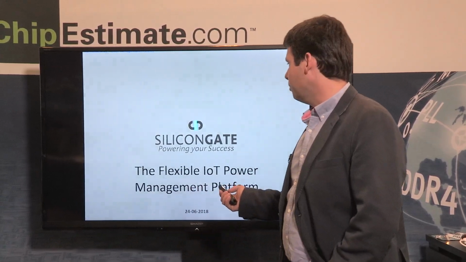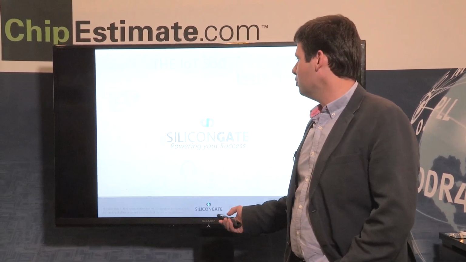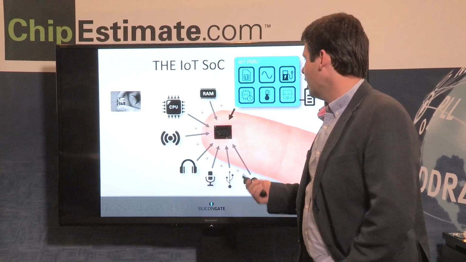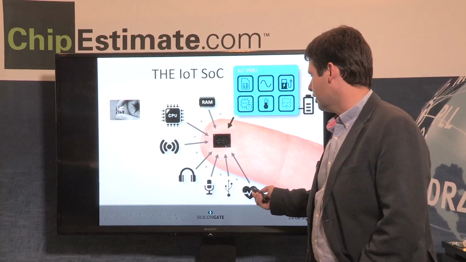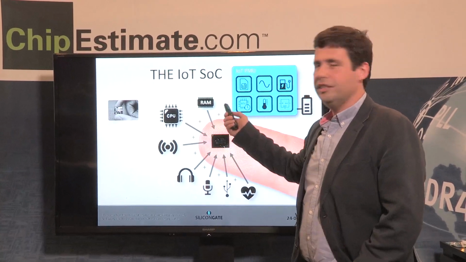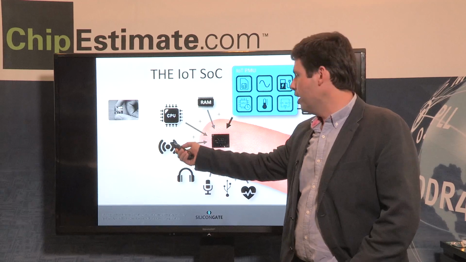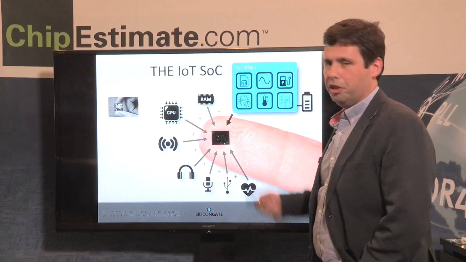What is the IoT Power Management Platform? So let me talk a little bit about the IoT chip. Nowadays, most IoT chips are composed of a number of IPs inside from different vendors. These IPs include SRAM, MRAM, CPU, radio, audio, USB, and monitoring functions.